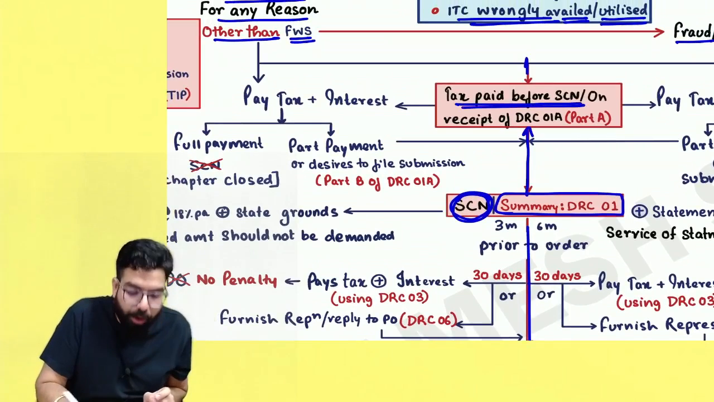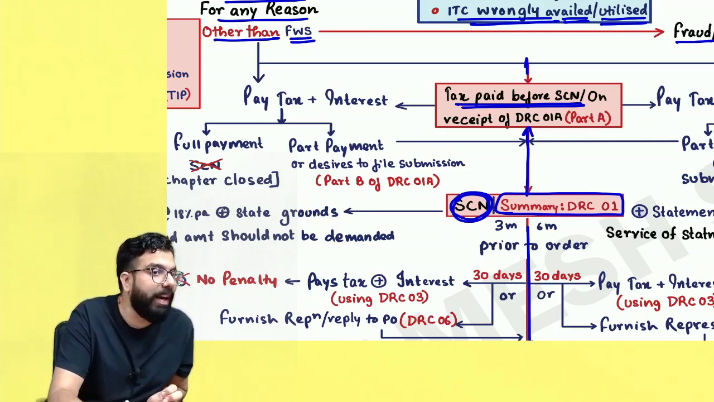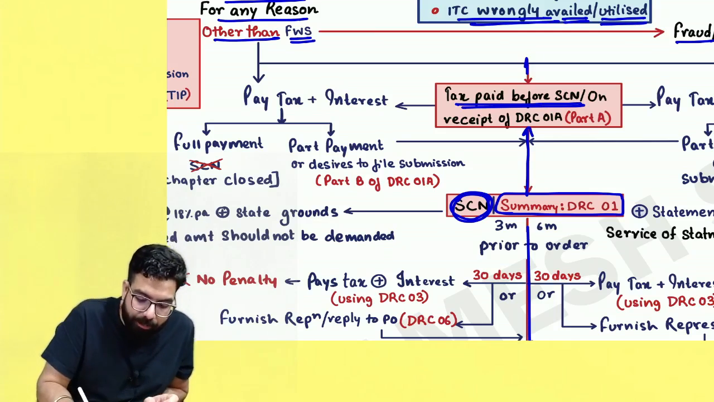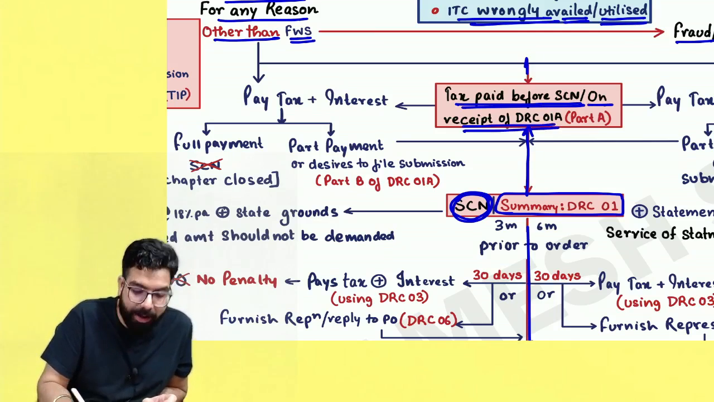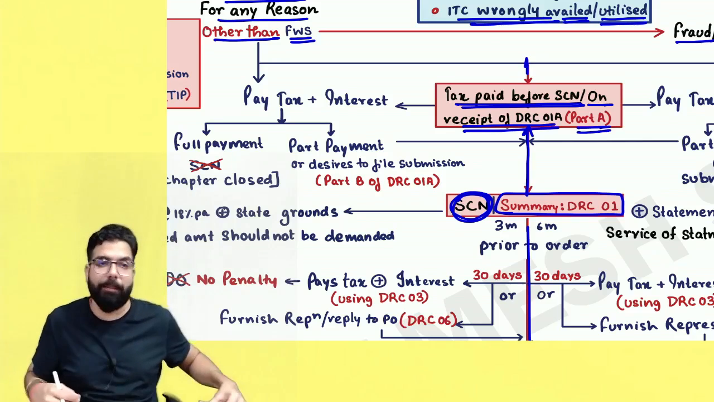Tax is paid before show cause notice, or might be officers also, before going ahead and starting proceeding, nobody wants to take a headache. The officer can also give you a GST DRC 01A, in Part A of which is his estimation that he wants to propose the liability against you.